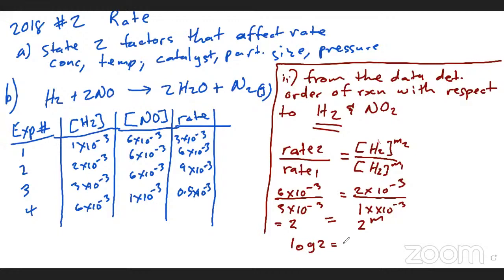So all you're going to do is divide rate 2 by rate 1, the second concentration over the first one, and you'll get the answer. When you get the answer, 2 is raised to the power of m. They use log to solve it. So all you do is put log in front of this 2. So I'm going to get log 2 is equal to m log 2. So to get m, it's equal to log 2 over log 2. You're going to get 1.